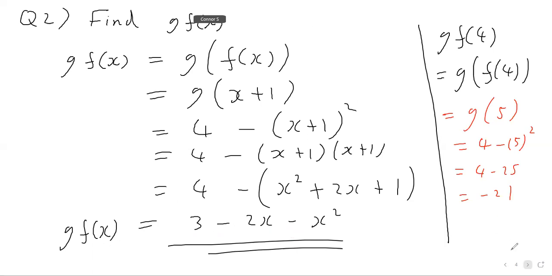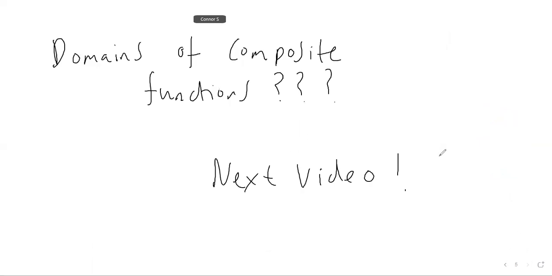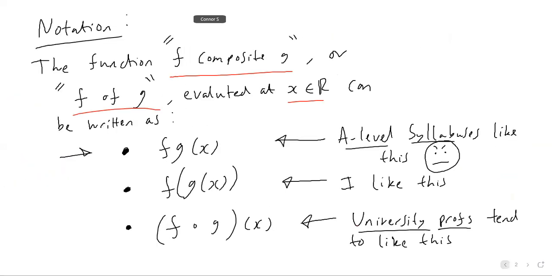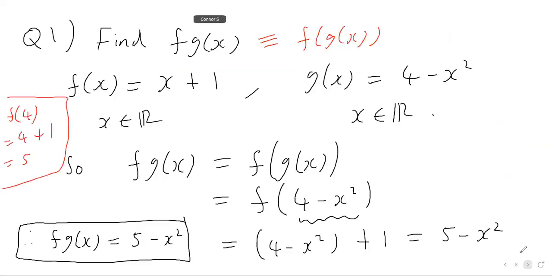So that's just a summary of composite functions so far. But how about the domain of a composite function? The thing is that we've actually got two functions now with two domains. In this case, they both have the same domain. So you can probably guess that the domain of the f composite g function, and the g composite f function as well, will be the same. It's going to be x in the real numbers.